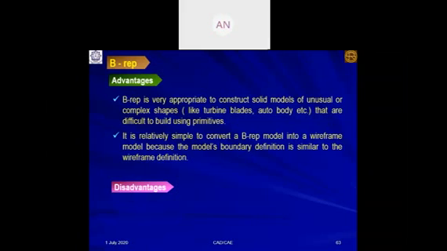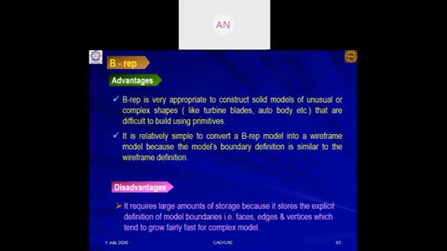So the disadvantage of boundary representation is it requires a large amount of storage, but nowadays storage is not that much of an issue. Next representation is constructive solid geometry. This is also used in parallel, or in addition to the boundary representation. CSG topological notation is also used in the modern CAD tools.